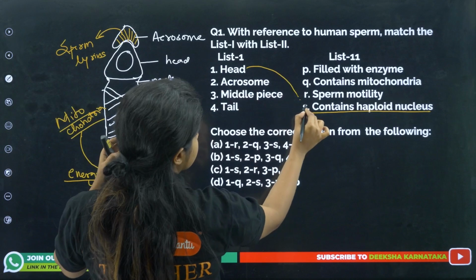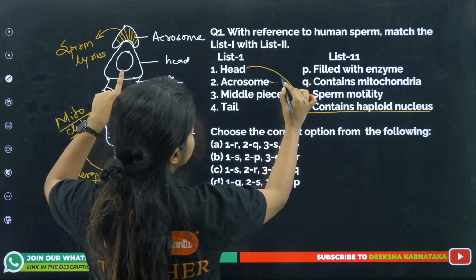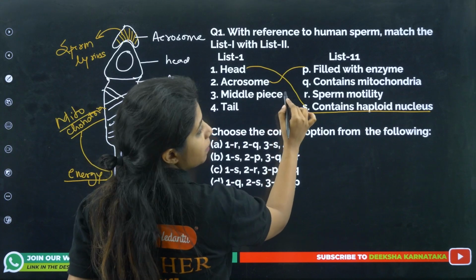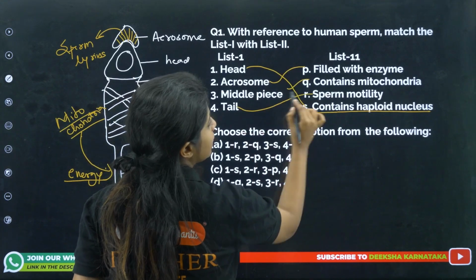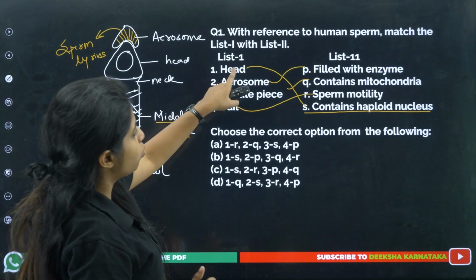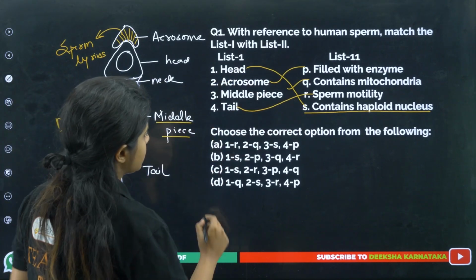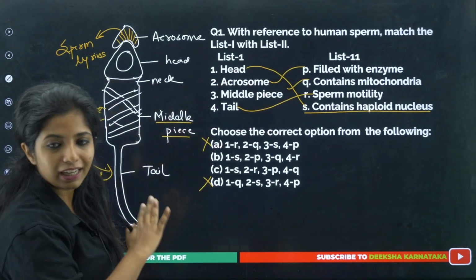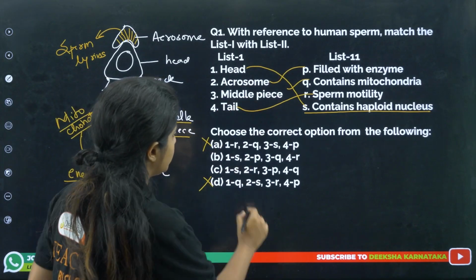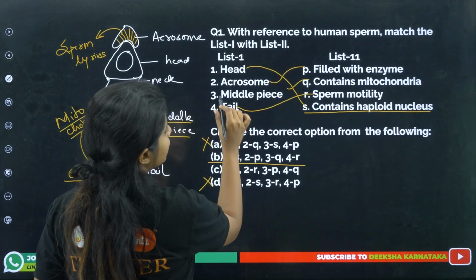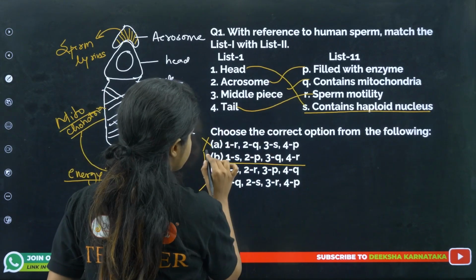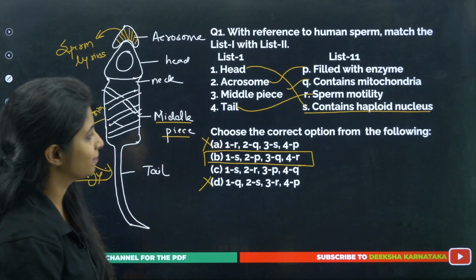So head goes with this. Acrosome, you know, it is filled with what, children? Enzymes which are known as sperm lysins. The middle piece contains mitochondria, and the tail helps in sperm motility, the movement which is known as motility. So 1 goes with S. I can eliminate these two. So 1 goes with S and 2 goes with P, children. So 2 goes with P, and here you got your answer. 3 goes with Q and 4 goes with R. So this becomes the correct answer for the question.